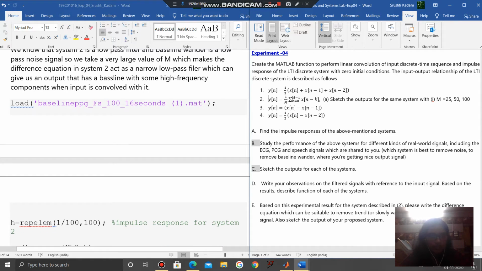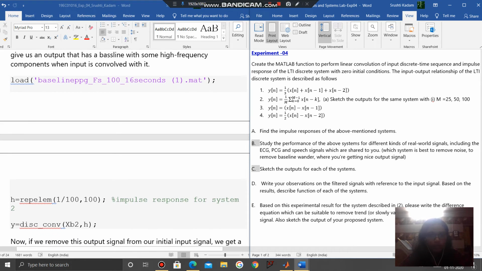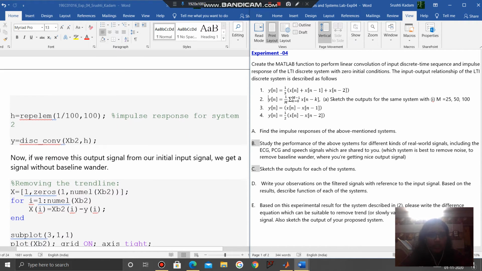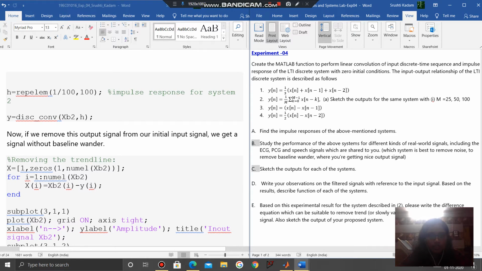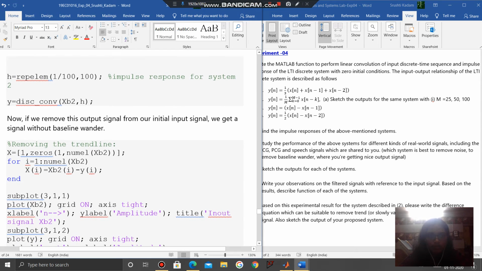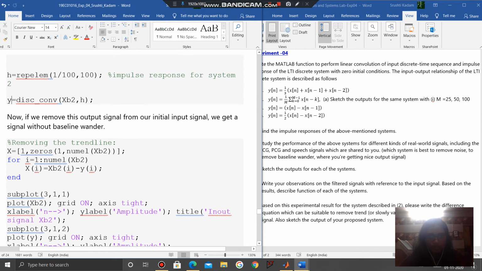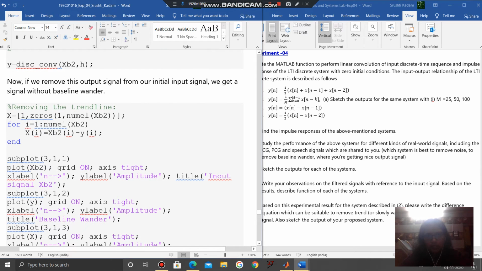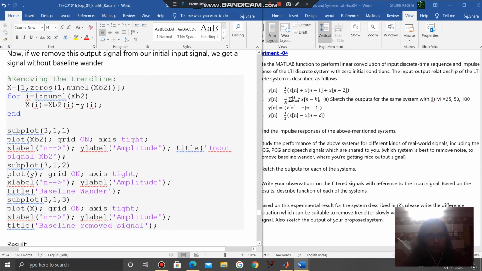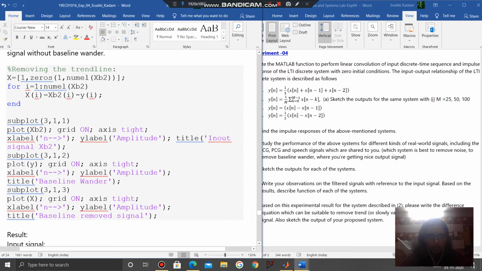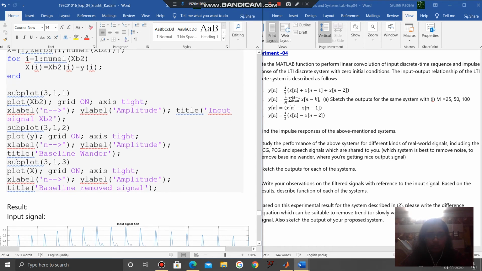First let's load our input signal. I'm creating the impulse response h such that when I put delta n instead of x of n, and for capital M equal to 100, this is the output that I'm getting, this h. Now I'm convolving my input signal with this small h, and it is giving me an output that is basically the baseline wander in our input signal. To remove this baseline wander from our input signal, we are simply subtracting it from our input signal. This is the removing trend line part. And finally, I'm plotting all three curves.